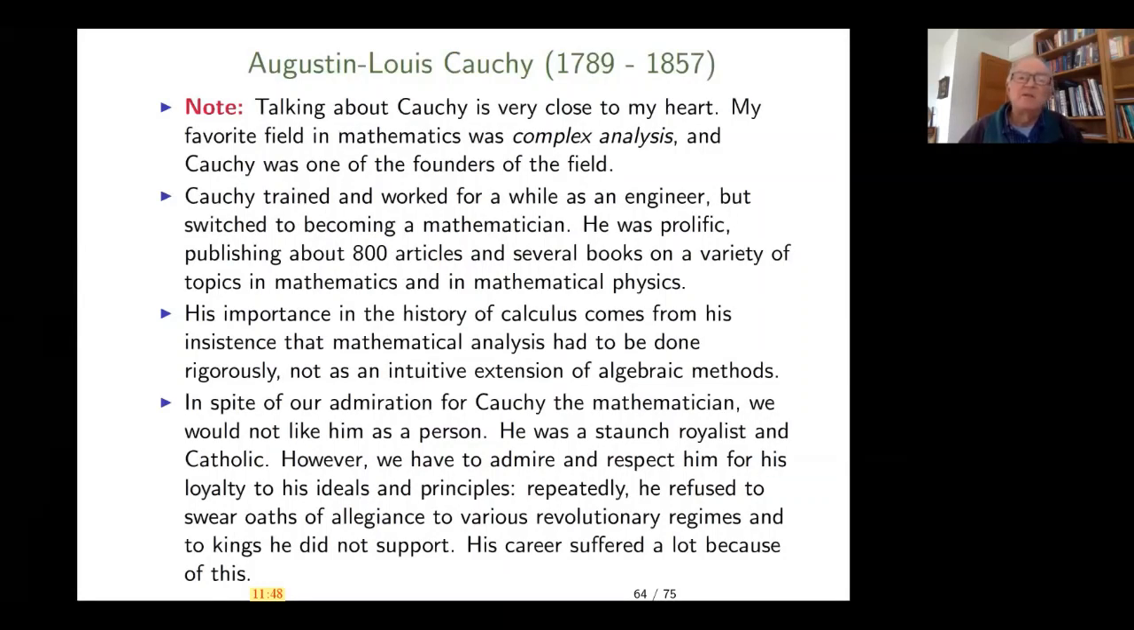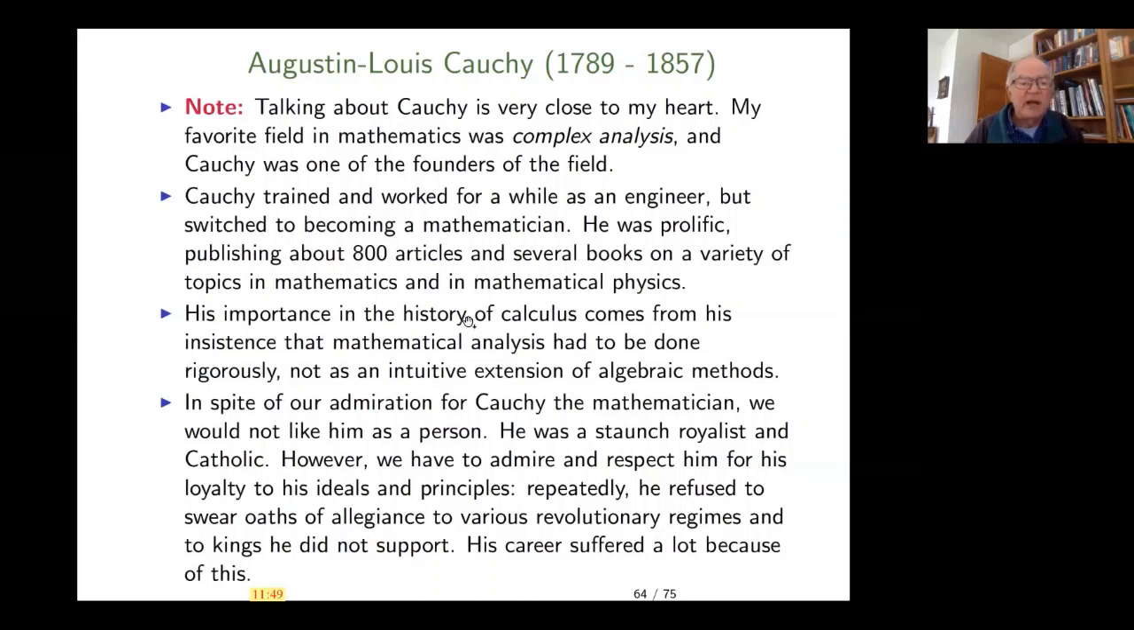Cauchy was a French mathematician, and he's very close to my heart because he practically established the field of complex analysis, and that was my field when I was studying as a beginner. Cauchy initially trained to become an engineer, but then switched to mathematics. He was a prolific mathematician, publishing about 800 articles and several books on a variety of topics in mathematics and mathematical physics. In the 18th century, people were not philosophers anymore who were just doing mathematics as one of their interests. Mathematics started becoming a field in itself.